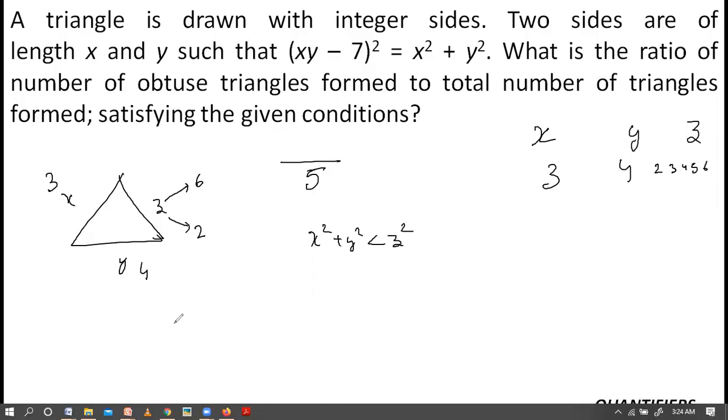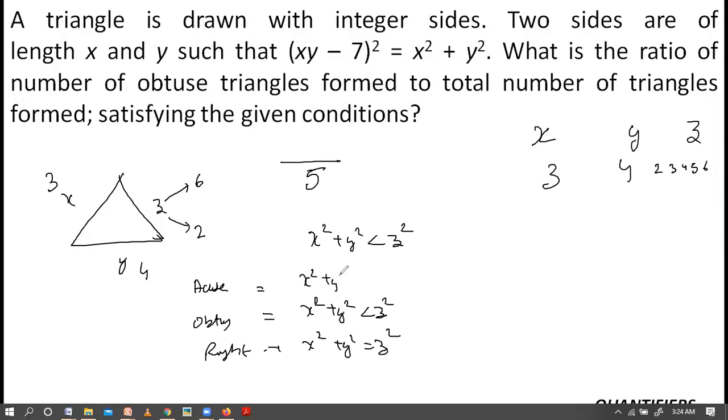ये होती है condition obtuse की. ठीक है, तीन तरह के ट्राइंगल होते हैं on the basis of angles: acute, obtuse and right angle. For right angle triangle we have x square plus y square is equal to z square. For obtuse we have x square plus y square is less than z square. For acute we have x square plus y square is greater than z square. These are the three conditions.